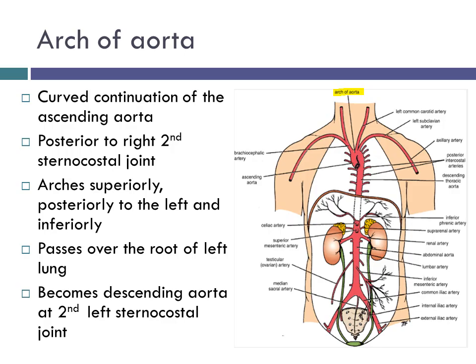So we can say that both the beginning and the ending of the arch of aorta are present at the same level, that is the right and left second sternocostal joint, which corresponds to the level of the fourth thoracic vertebra.